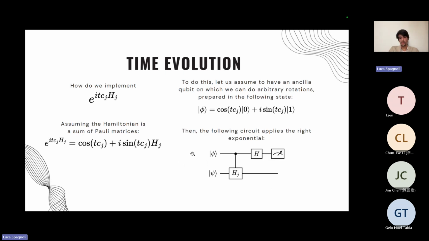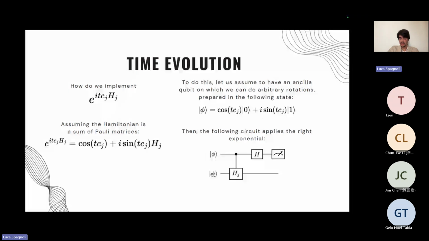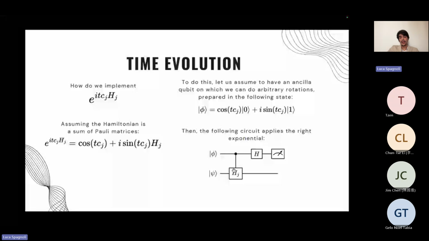Again, I don't want to go into details, also because I don't have time, but you can understand by intuition why it should work. You have one qubit here in this superposition. Here you have the system, so all the qubits for all the links and sites. And you apply H_j on the system only if the ancilla qubit is one. So you understand why it could work. Then you have the decoding part, which requires a bit of calculation, but you can do it.